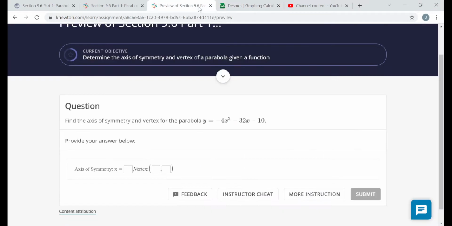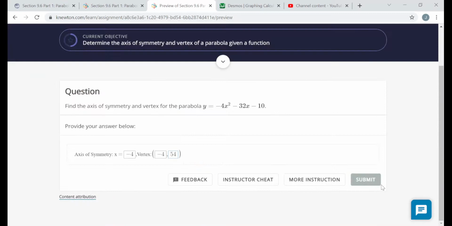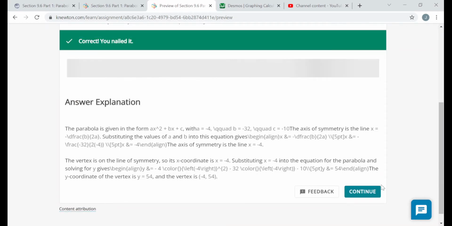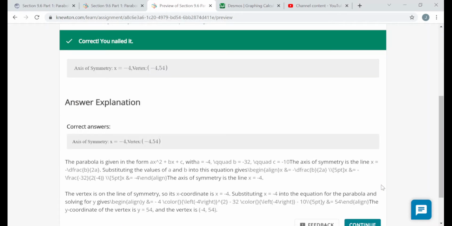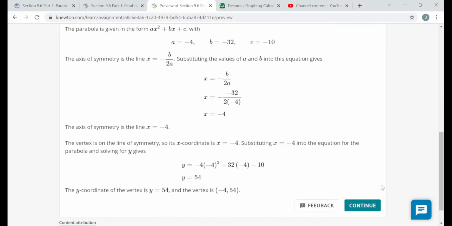But yeah, we didn't have to do all that though. We just had to enter the axis of symmetry, x equals negative 4, and then the vertex has that same x coordinate, negative 4, and the y coordinate of 54. And that's all we were asked for. All right. Again, please read through the answer explanations.